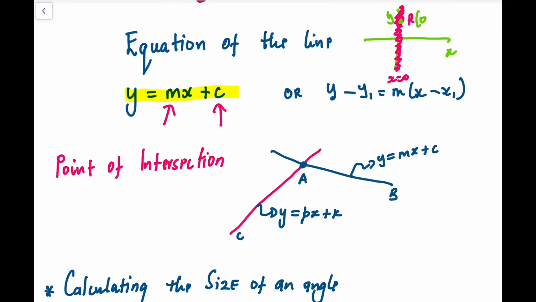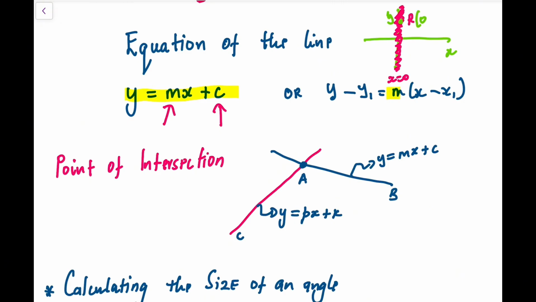Now, you can use y is equal to mx plus c, or another formula that you can use is y minus y1 is equal to the gradient into x minus x1. That is another option for finding the equation of the line. Again, you need to notice that from the equation of the line, you must be able to read the gradient as well as your y-intercept.